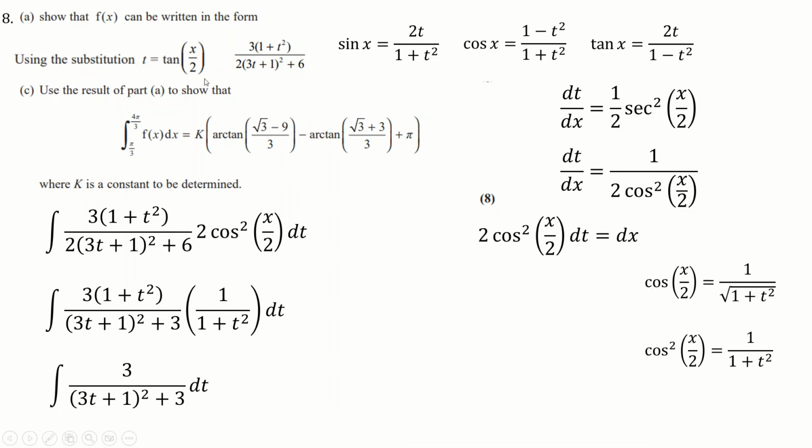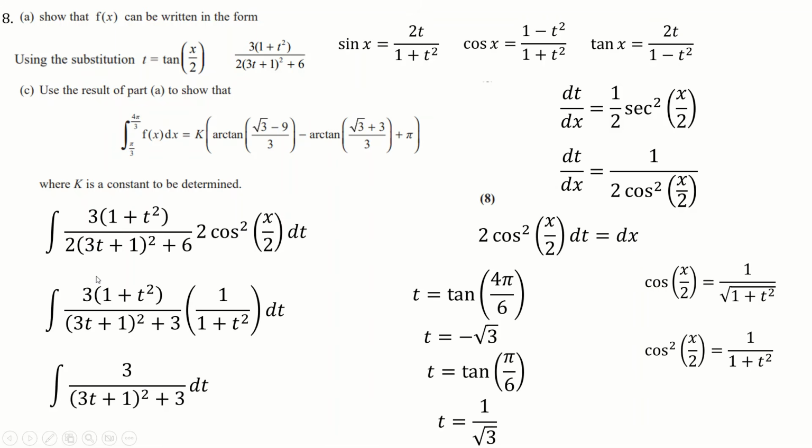So, okay, we say when x is 4 pi over 3, this becomes 4 pi over 6, which is this. So this top limit becomes a minus root 3. When x is pi over 3, this becomes pi over 6. T is this, and so the bottom limit becomes 1 over root 3.